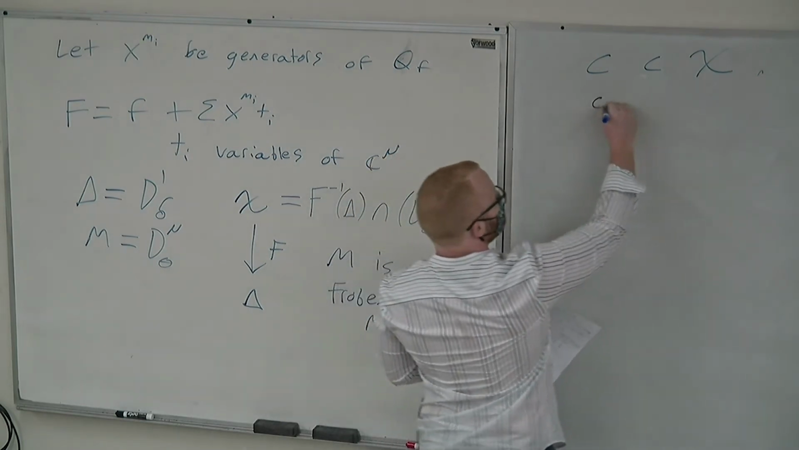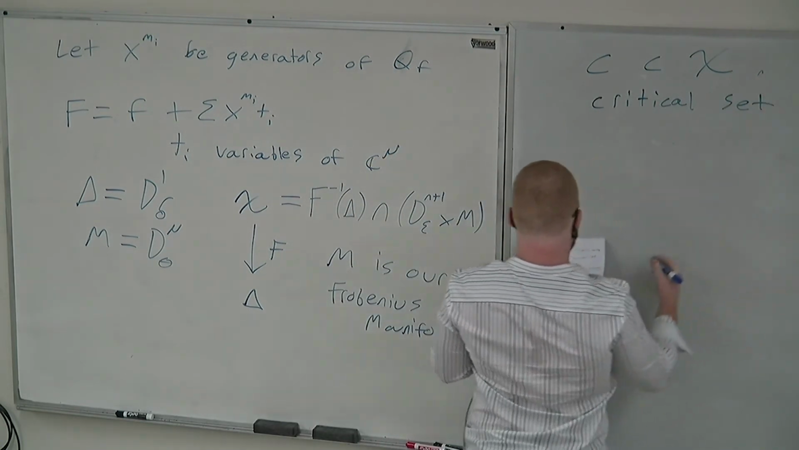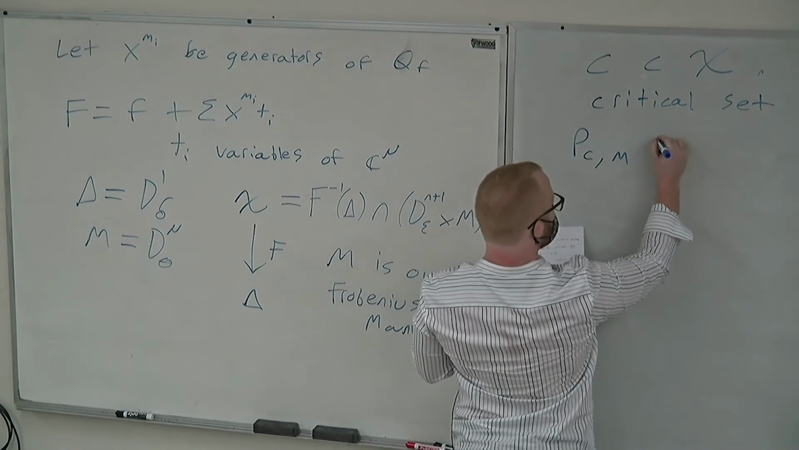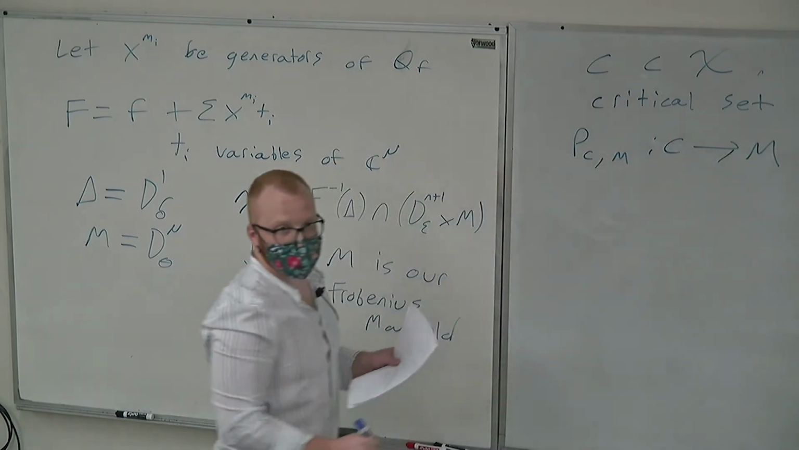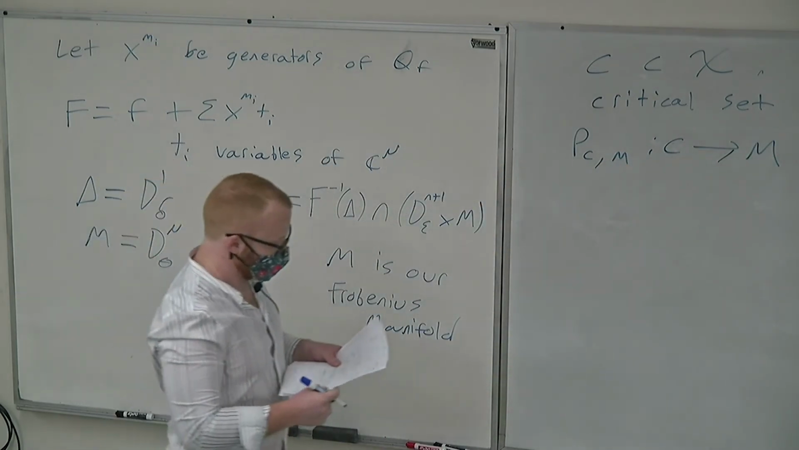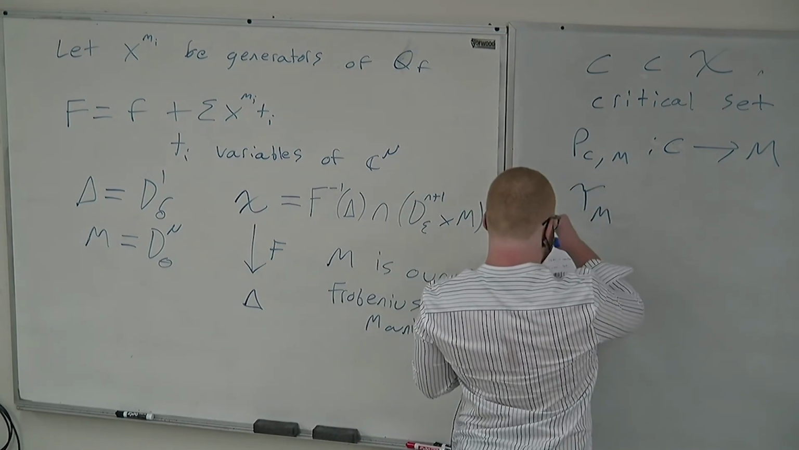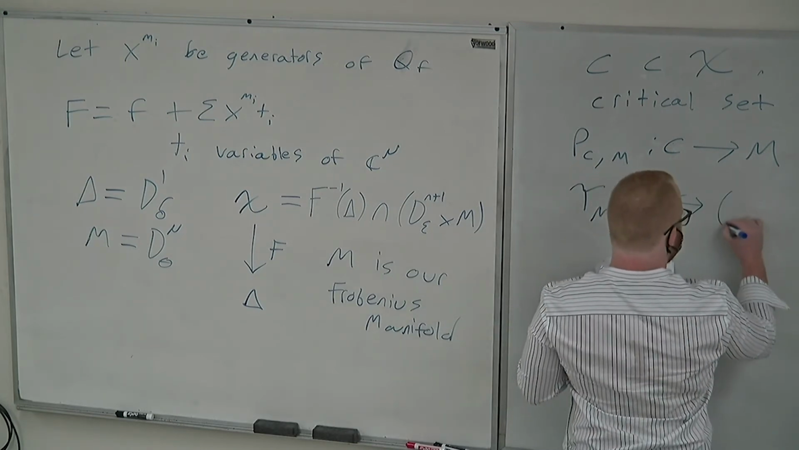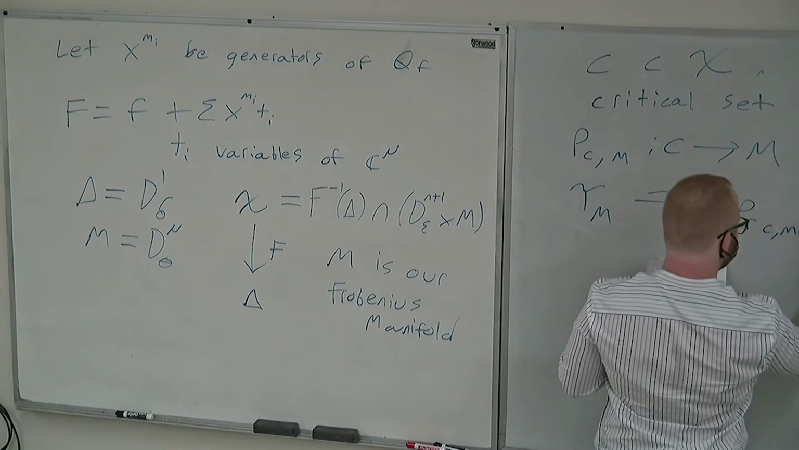So I'm going to look at the critical set. And I'm going to look at the projection of the critical set to the base space of the Frobenius manifold. Okay. What this allows me to do is I can identify the holomorphic tangent bundle. I can identify that with this push forward of the projection.